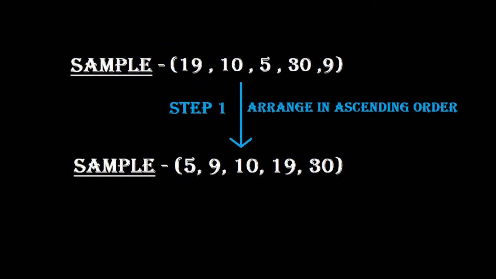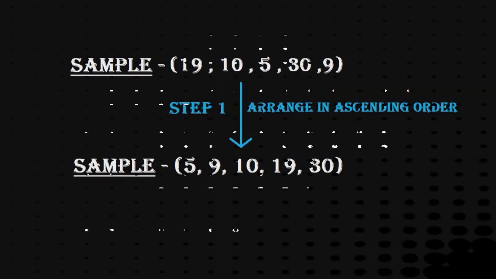We will begin by taking a sample of random data. Here you can see 5 random numbers have been chosen as a sample: 19, 10, 5, 30 and 9. Now, the first step is to arrange these numbers in an ascending order. So we get a new sample: 5, 9, 10, 19, and 30. Remember, this arrangement is very important. Many ignore this step and end up getting the wrong result. Let's start with understanding mean first.